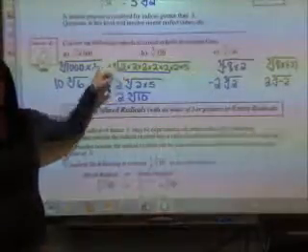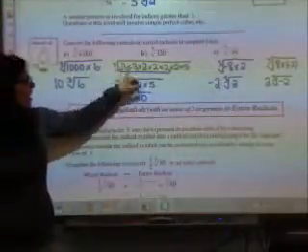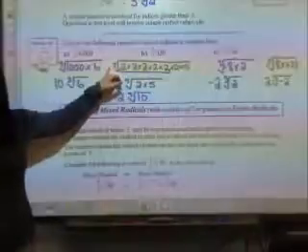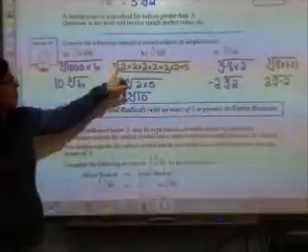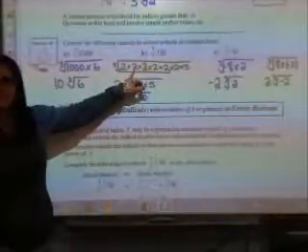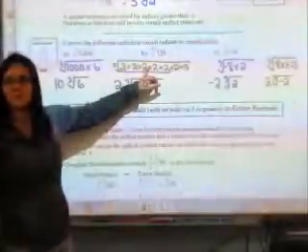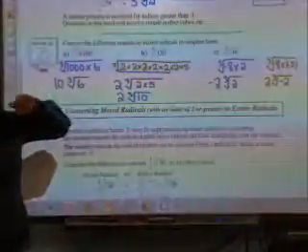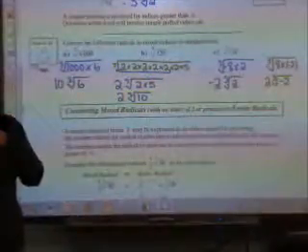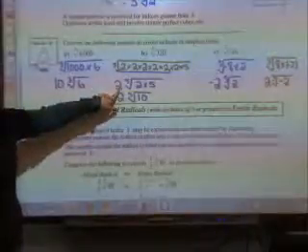index is. So if the index was 6, I could still take that 2 out because I have 6 of those 2's being multiplied. What is 2 times 2? 4 times 2? 8 times 2? 16 times 2? 32. And if I found the 5th root of 32, my answer would be 2.